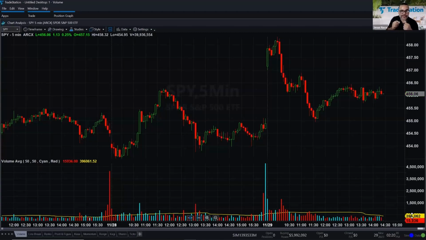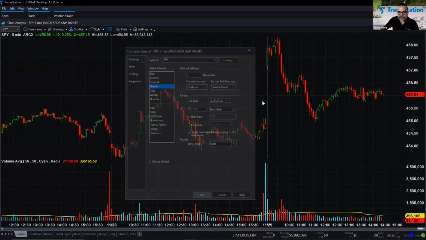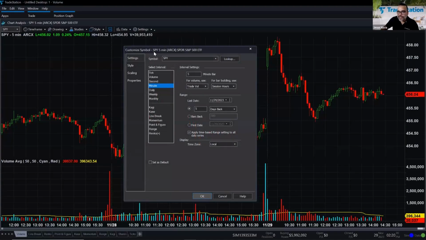I say this because I wanted to show you how to switch volume to a different read. I'm going to go here to the Data tab and edit the symbol. When you edit the symbol in this Customize Symbol dialog, you have a way to adjust how TradeStation is reading volume. You can see that for volume, right now my chart is using trade volume. If you go to this drop down, you have the ability to set it to tick count. The difference is that trade volume is going to count the number of shares, and tick count is going to count the number of trades or transactions.